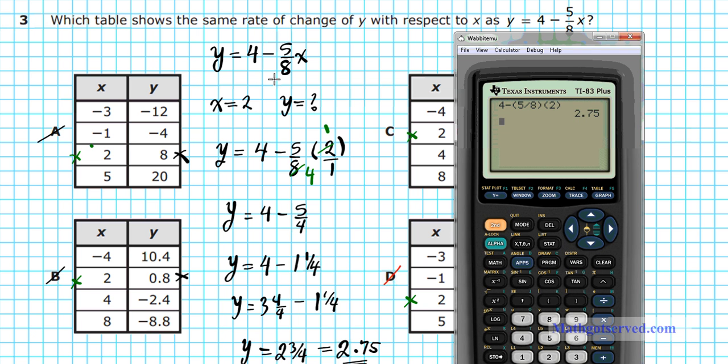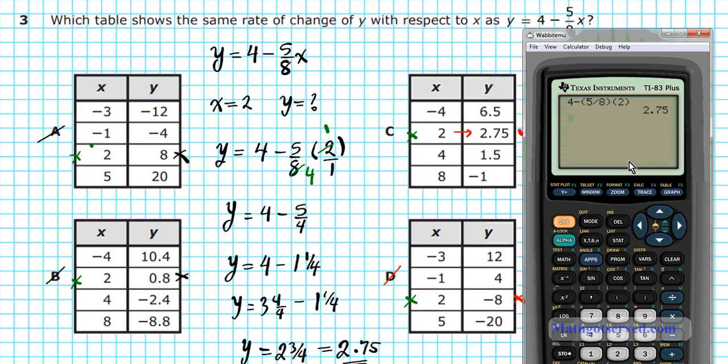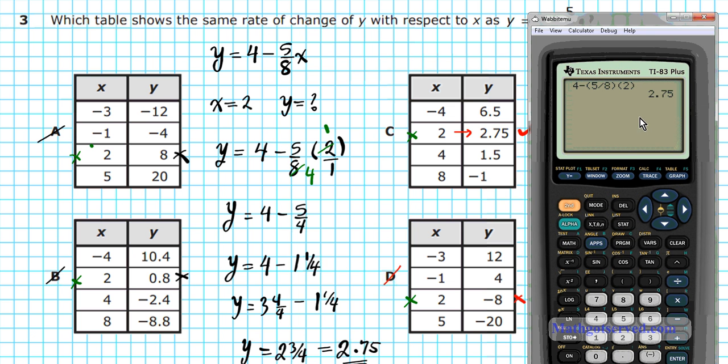One thing that tells you it's a good idea to use a calculator here is you see those decimals there. If you see decimal options, that's an automatic hint that you might want to use a calculator to carry out your computations. So we can clearly see that this is the correct answer.